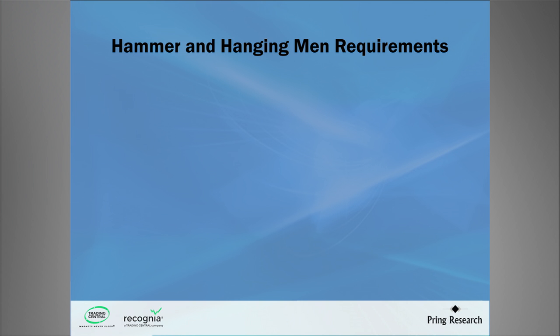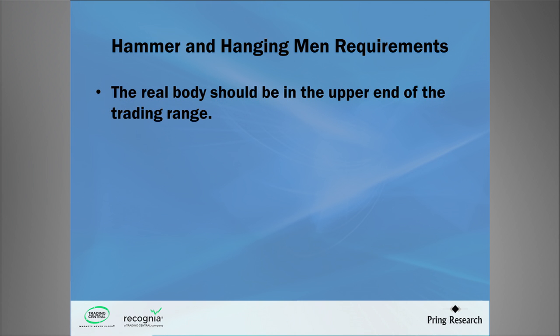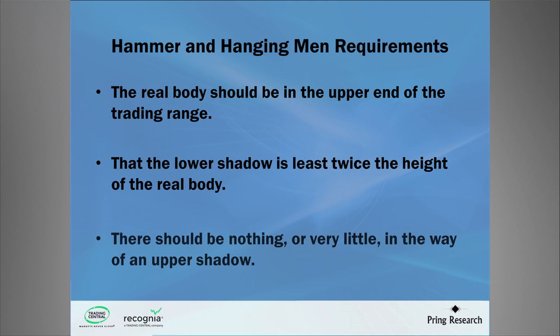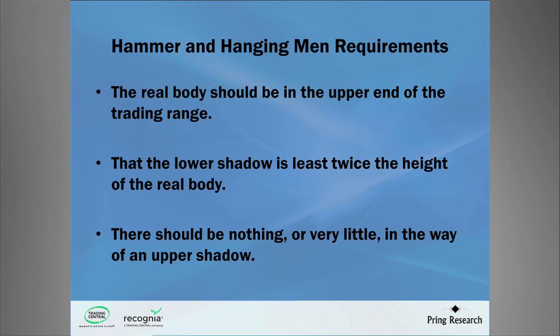For both candles, the necessary characteristics are: first, that the real body should be in the upper end of the trading range. Second, that the lower shadow is at least twice the height of the real body. And finally, there should be nothing or very little in the way of an upper shadow. Generally speaking, these patterns will gain significance the longer the lower shadow, the shorter the upper shadow, and the smaller the real body. Hence the lower shadow should normally be at least twice the size of the real body, and generally it's much greater.